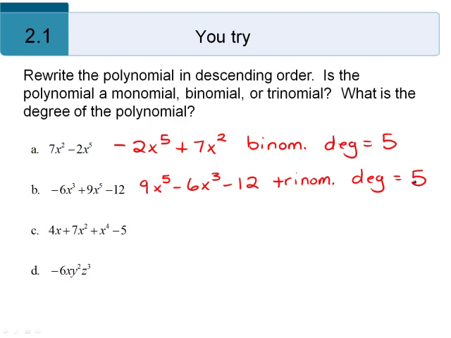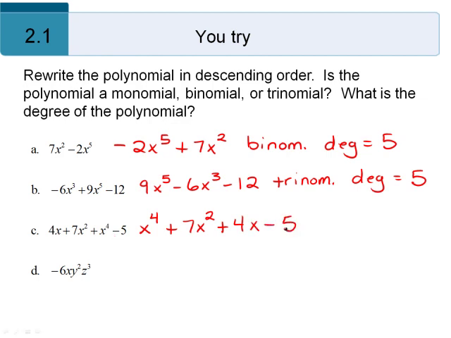Okay, letter C. Here, look through the polynomial. Our biggest exponent is x to the fourth. So that's going to come first. Then the next exponent down, the next smallest would be 7x squared. So we want that square there to go next. Then we would have plus, because it's a positive 4x, and then minus 5.